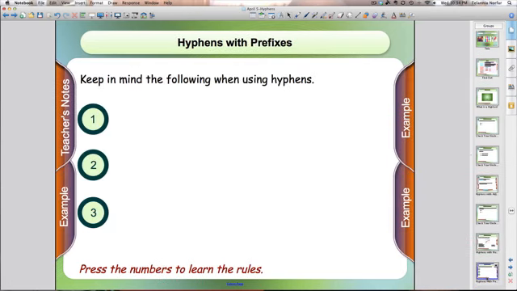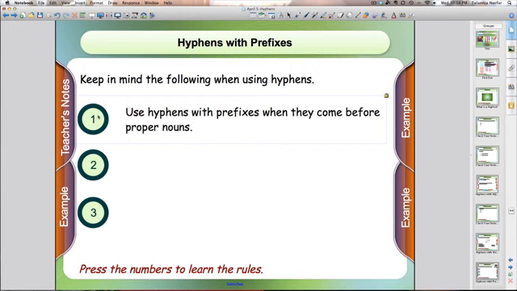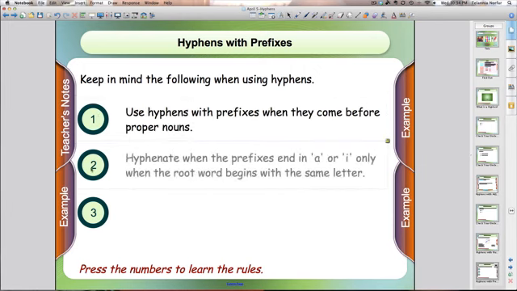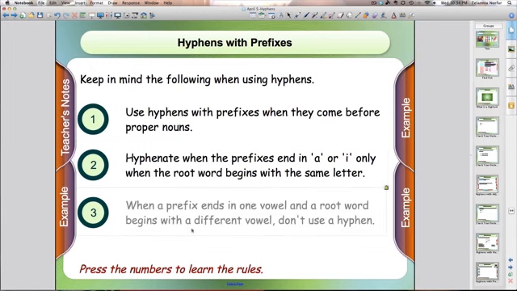Okay, let's look at some more things to keep in mind. First, use a hyphen with prefixes when they come before proper nouns. Also, you hyphenate when the prefixes end in an A or an I, only when the root word begins with the same letter. When a prefix ends in one vowel and a root word begins with a different vowel, don't use a hyphen. Pause the video for a moment and write down these rules. It will really help you in the question section of today's general time.